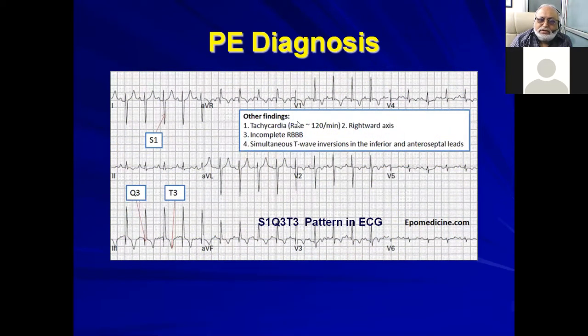Now, the diagnosis is, as I said, the findings are tachycardia, a right axis deviation, an incomplete RBBB, and T wave inversions both in the inferior as well as the anterior leads. But the classical pattern is known as the S1Q3T3 pattern, and this stands for a deep S in lead 1, a narrow Q in lead 3, and an inverted symmetrical T wave in lead 3. So S1Q3T3 is almost diagnostic of pulmonary embolism on ECG.